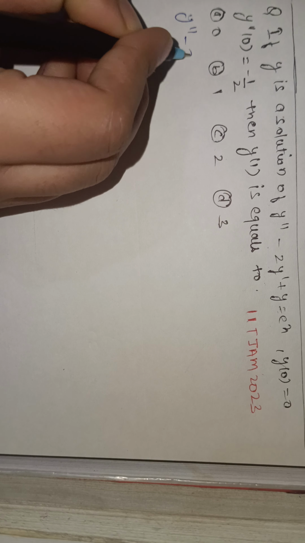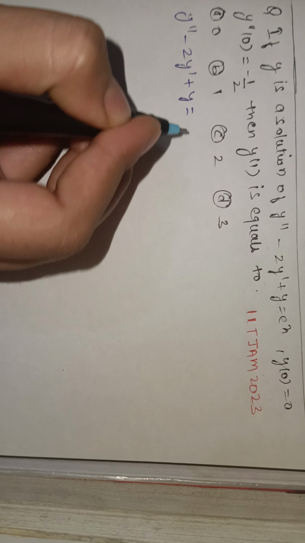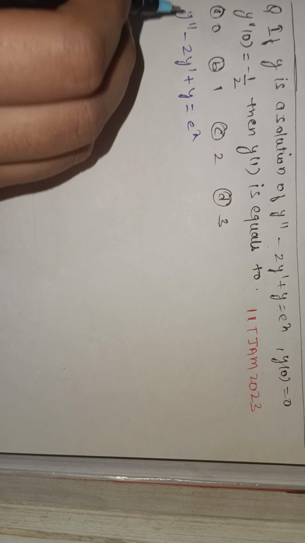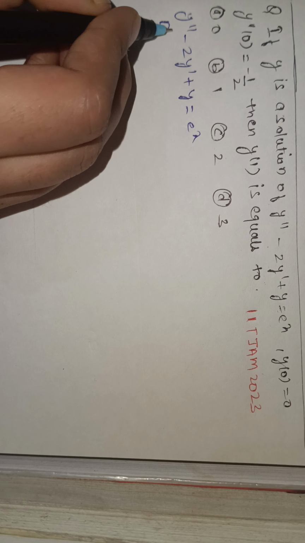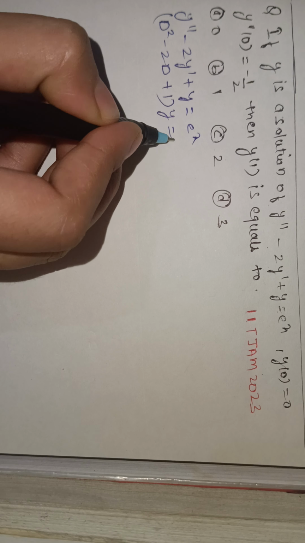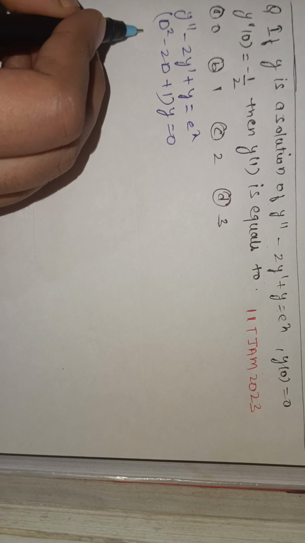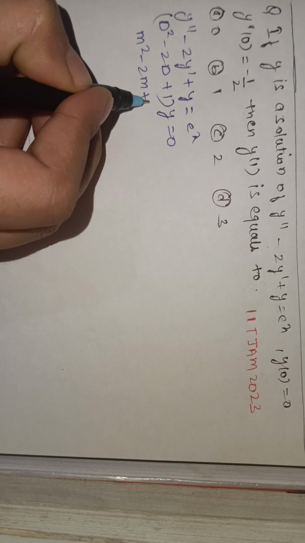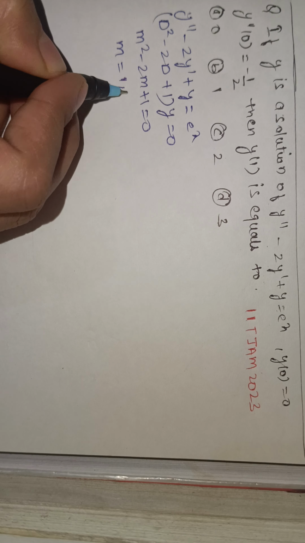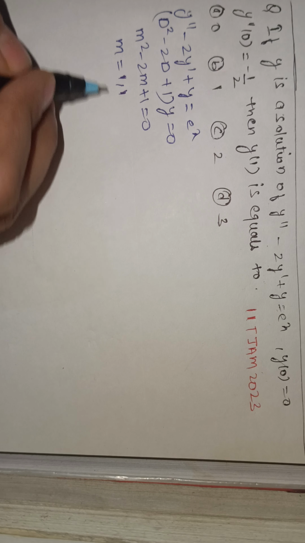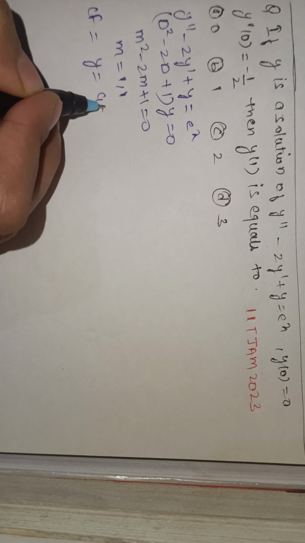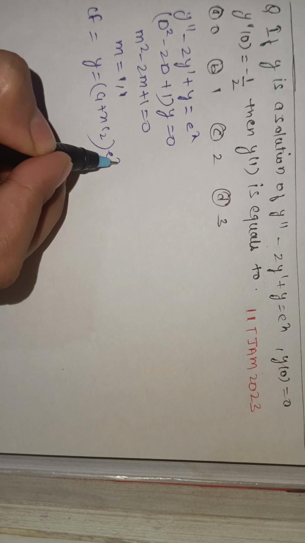y double dash minus 2y dash plus y is equal to e to the power x. First we have to find the CF, the complementary function. So (D squared minus 2D plus 1) of y is equal to 0. Then its auxiliary equation is m squared minus 2m plus 1 equals 0. So here we get m equals 1, 1. So our CF is y equals (c1 plus x c2) e to the power x.